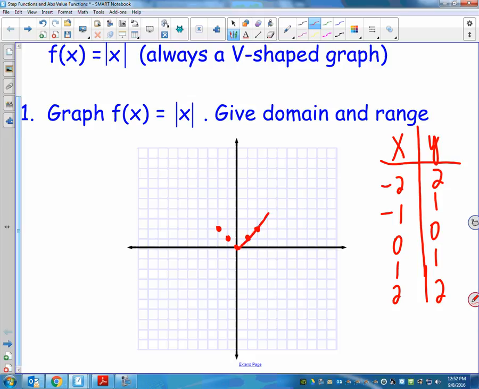This side would keep going out. At 3, I get 3. At 4, I get 4. At 7, I get 7. So every absolute value function that you make will be in the shape of a V. So when you see absolute value on a test or quiz, you at least make a V-shaped graph. Even if you're going to make another V-shape, you draw a V-shaped graph. So at least I know it's a V-shaped graph.